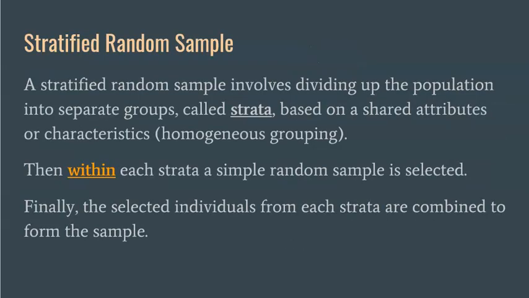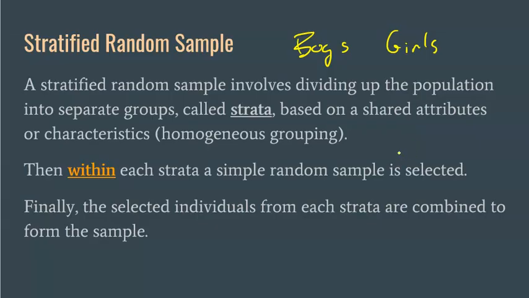All right, the second type of sample we could do is called a stratified sample. Now, a stratified random sample involves dividing up the population into separate groups first. So before we do any sampling, we divide up the population into groups called strata. We decide who goes into which group based on a shared attribute or characteristic. We call this homogeneous grouping. A very, very rudimentary way of doing this would be boys and girls. So all the boys go into a group, all the girls go into a group. Very, very simple.